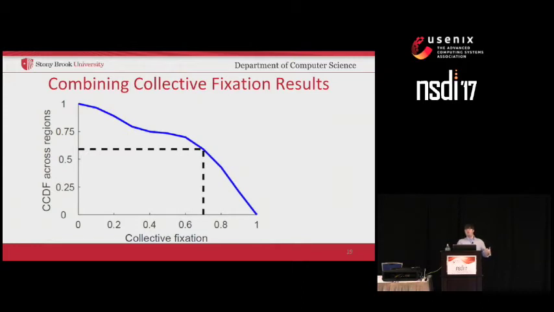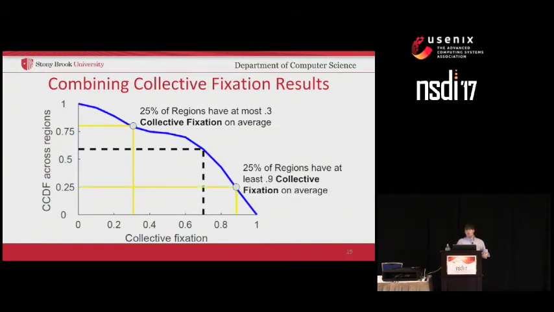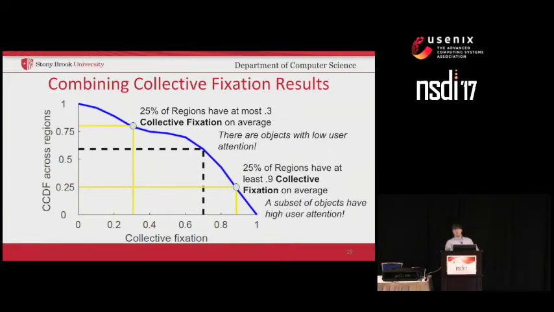So this was one specific example of how collective fixation looks, but does it produce a similar signal over all the sites in our corpus, over all the sites that we analyzed gaze data for? In order to visualize this, we give the following CCDF of collective fixation, where the blue line represents the median case over all sites. If we look at 2 points in this graph, we can see that about a quarter of regions have at most 0.3 collective fixation, and about a quarter of regions have at least 0.9 collective fixation. What this really means is that, when analyzed in bulk, there are objects with low user attention as well as objects with high user attention. So we're confident in using the collective fixation as a means over all sites to obtain areas of user attention.